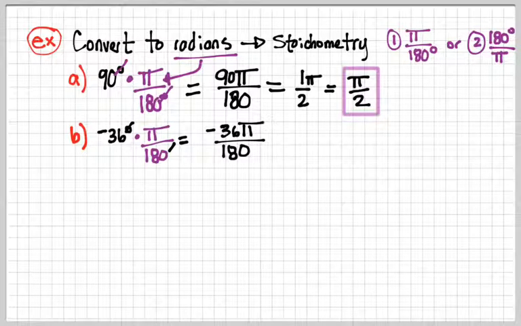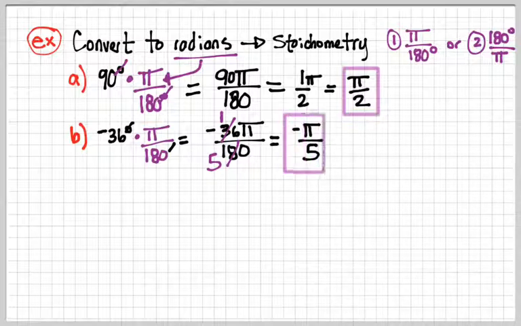Now, I don't want you to grab your calculator. I want you to think what divides into both of these, and a lot of you would say 6, but you can actually go even higher. 36 divides into both of these evenly, so if you do 36, you'll get negative 1, and 180 divided by 36 is 5. So your answer here, don't forget that negative, is negative pi over 5. That negative is going to become important later when we deal with the unit circle.